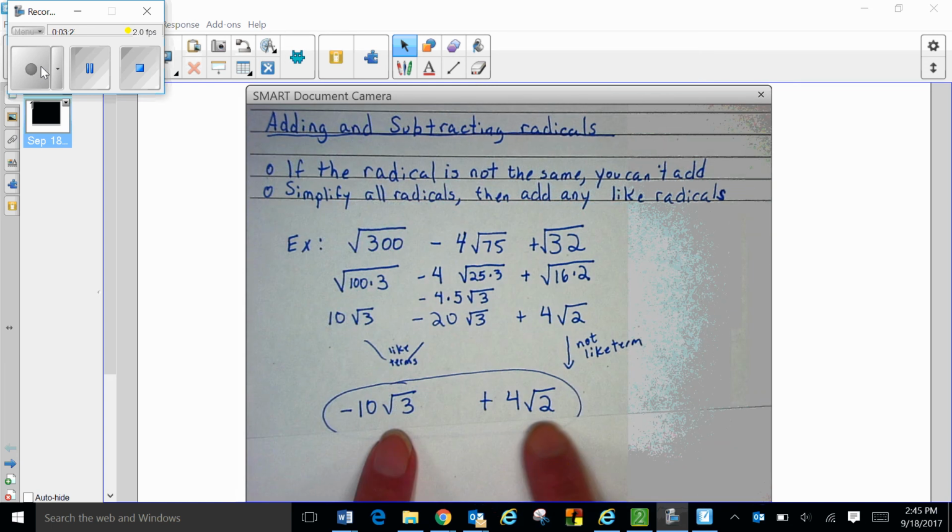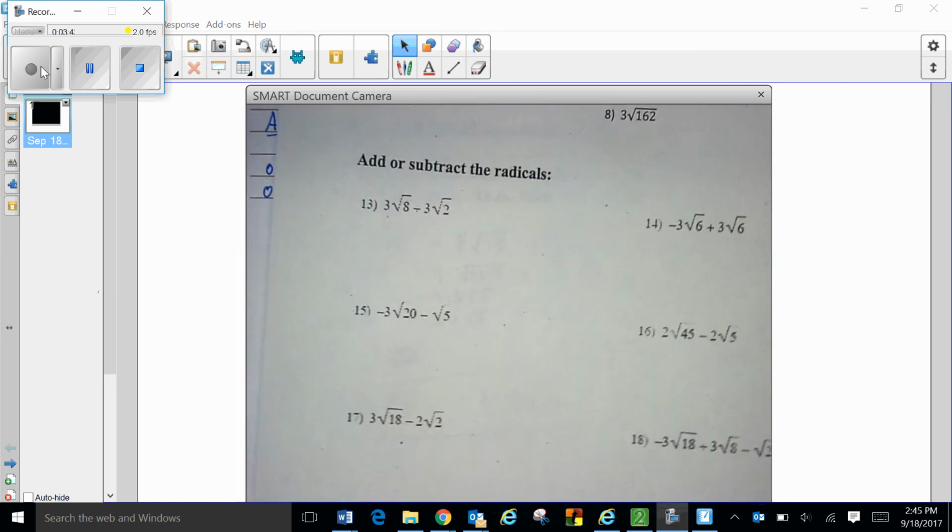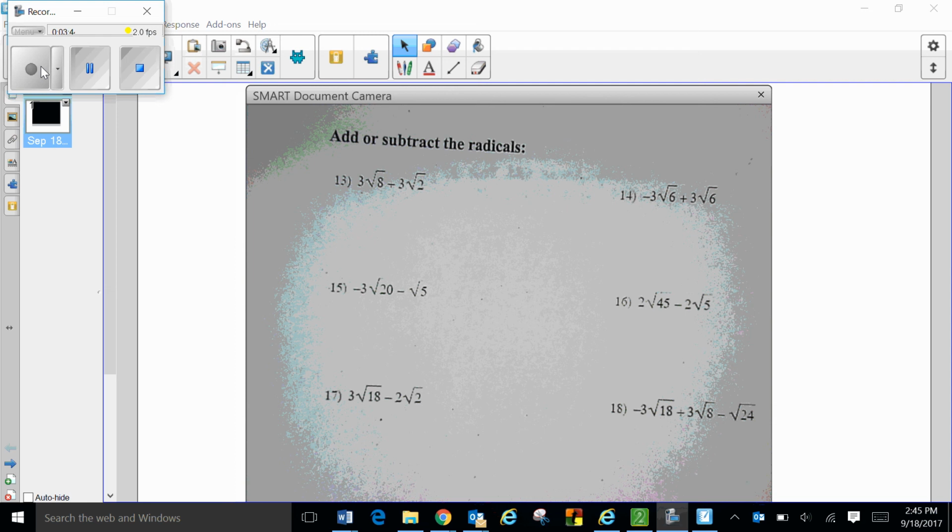This shows you how to do problems 13 through 18 on your worksheet. I did cut out a couple problems in the middle. That's why it's numbered a little bit funny. But now you know how to do these problems here. And that's your job for the rest of the class, is to work on that and turn it in by the time class is over.